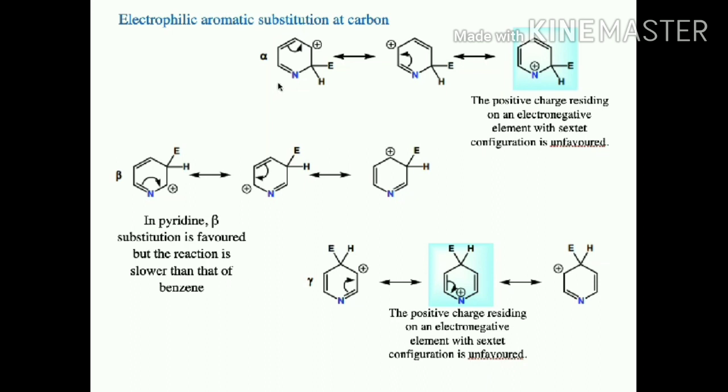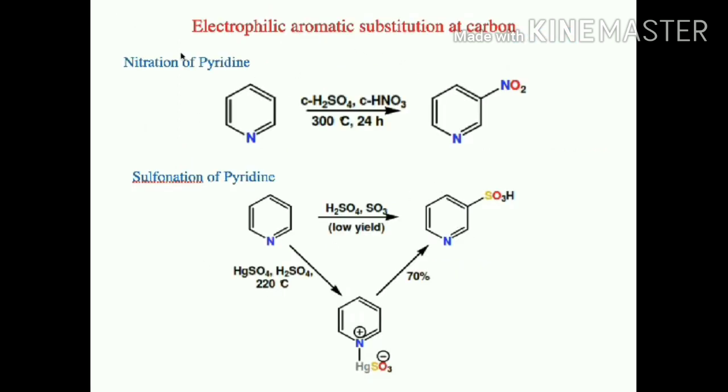So at alpha and gamma position in the intermediate stage, the nitrogen is going to carry the positive charge, and since the nitrogen is in sextet state, it is electron deficient, so it cannot be favored to place the positive charge on the nitrogen. But in the beta such case is not possible, so hence at drastic condition we can do electrophilic aromatic substitution at carbon. So these are the examples for electrophilic aromatic substitution reaction at carbon.